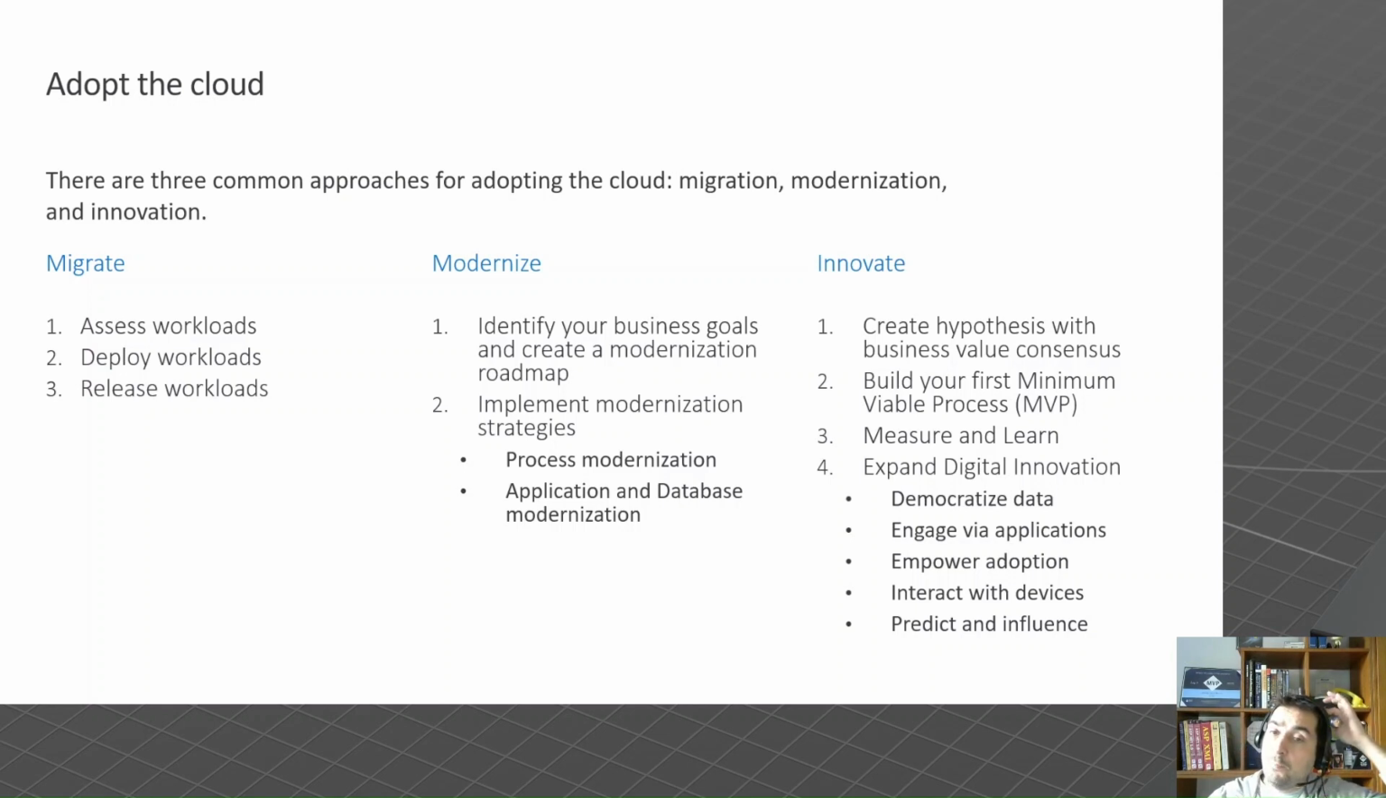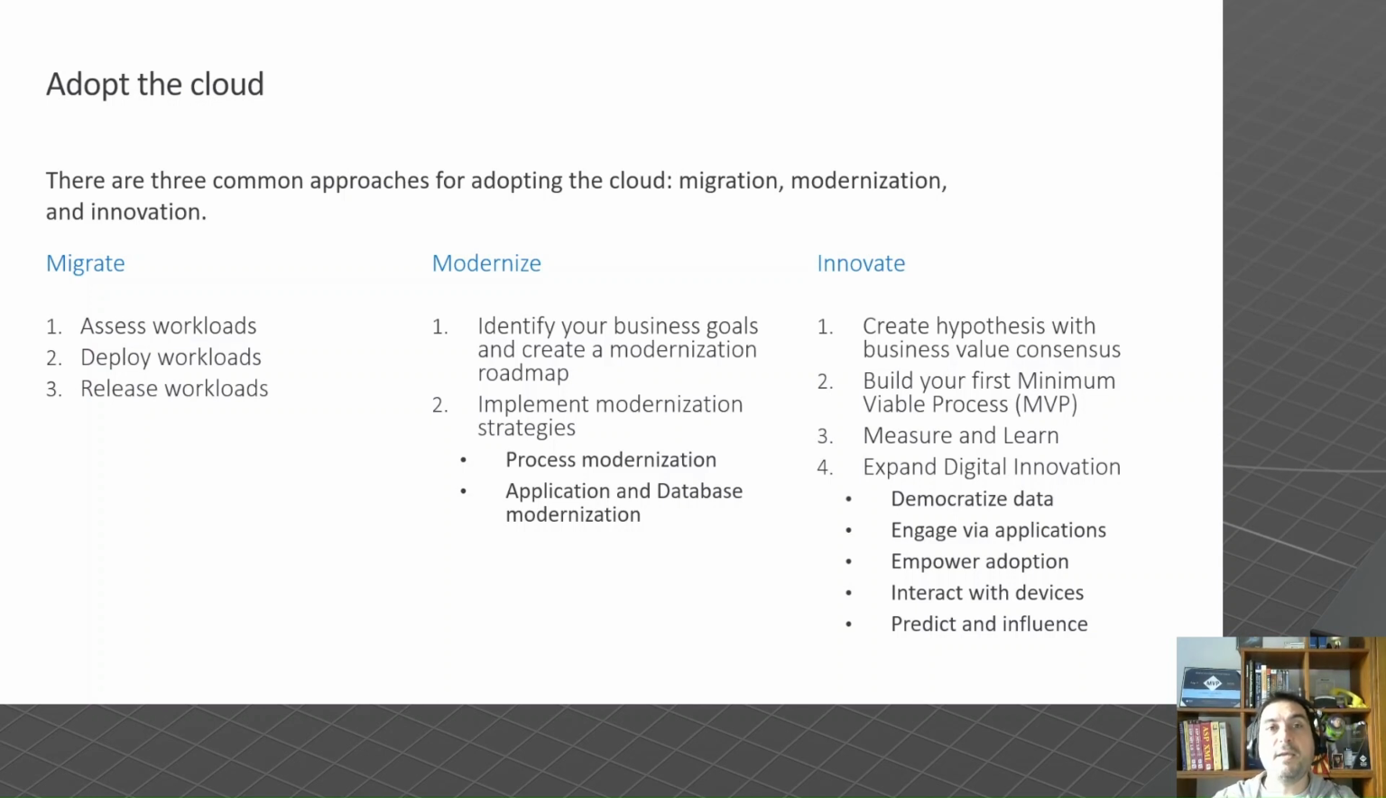The last but not least component here is innovate, which is kind of back to the drawing board and starting from literally scratch of the environment, right? So it's based on creating a so-called hypothesis in correlation with specific business value for which we reach consensus with the business side. Then we start building our first minimum viable product, the MVP. Based on that, we do measurements and learn.